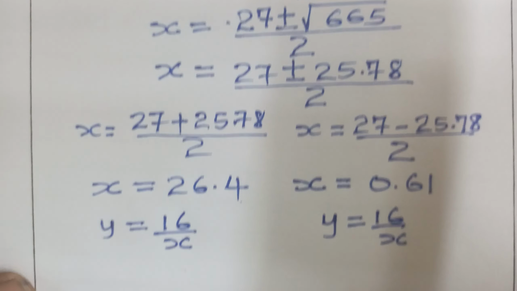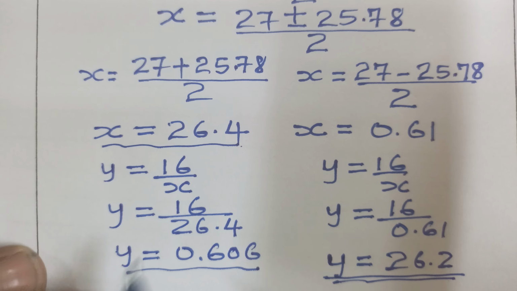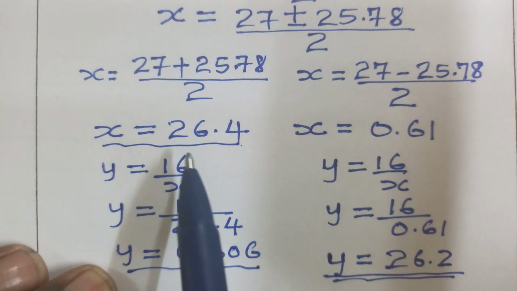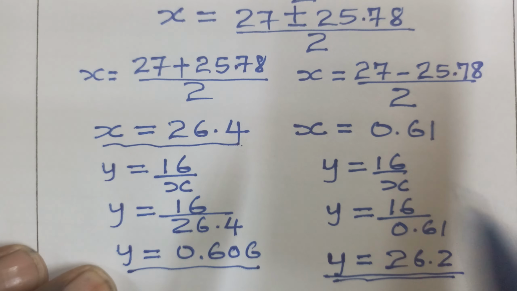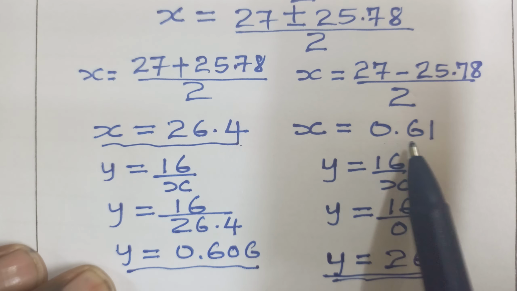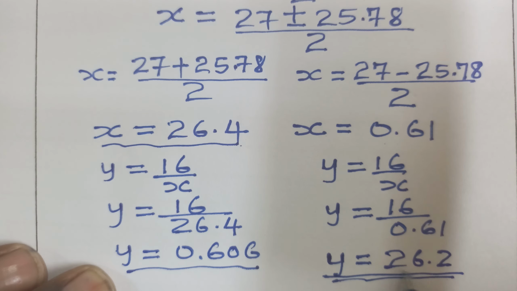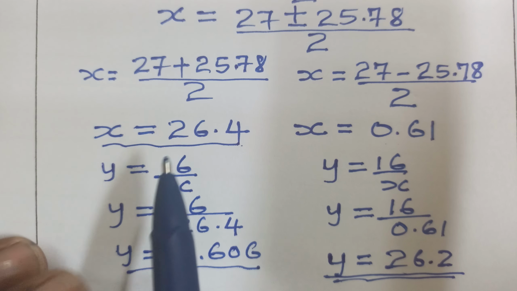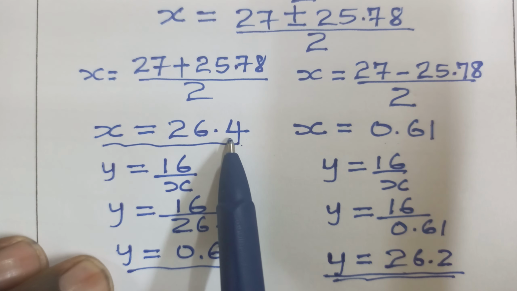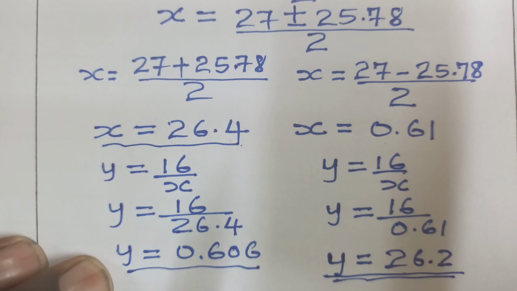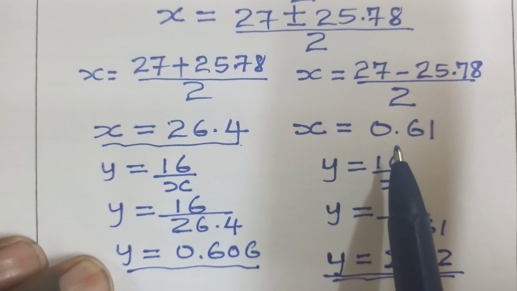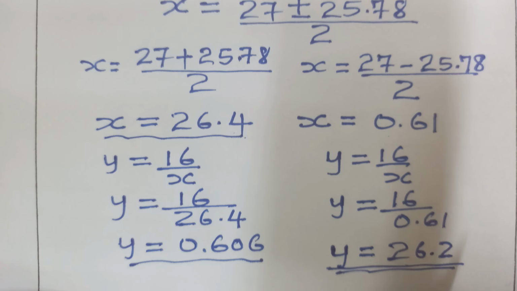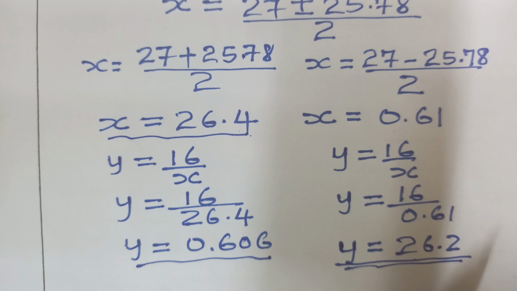Let's see what we shall get. We now get y equals 0.606 when x is equal to 26.4, or when x is 0.61, y becomes 26.2. So it's like there is some exchanging, so that when x is 26.4 at one time, the other time x could be 0.61. And so that's what we have, and thank you guys for listening to me.